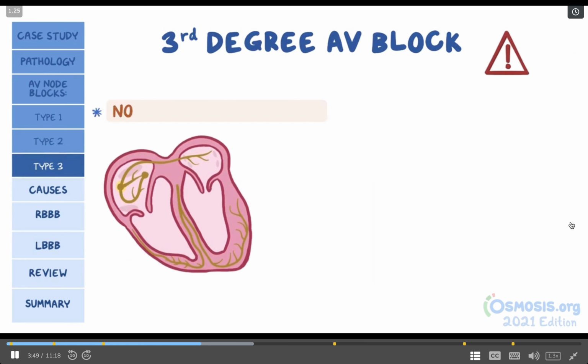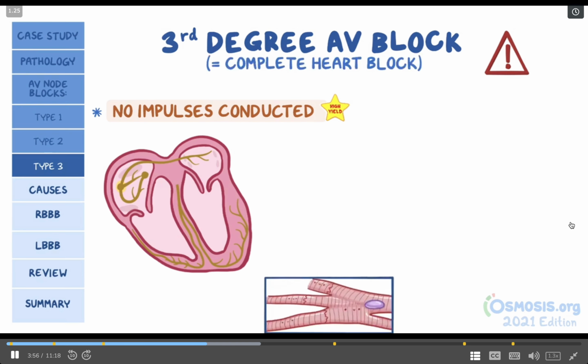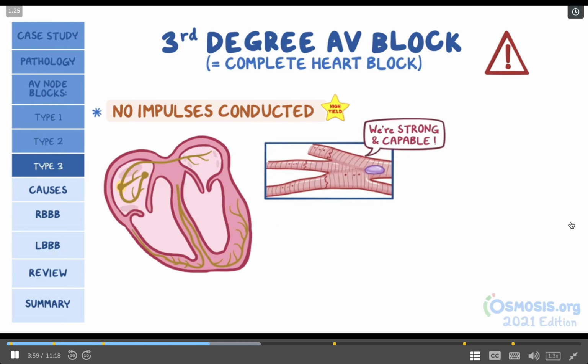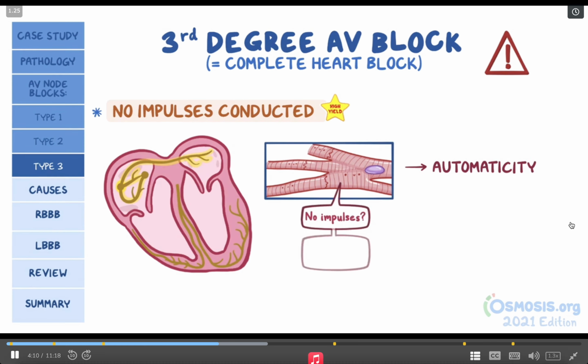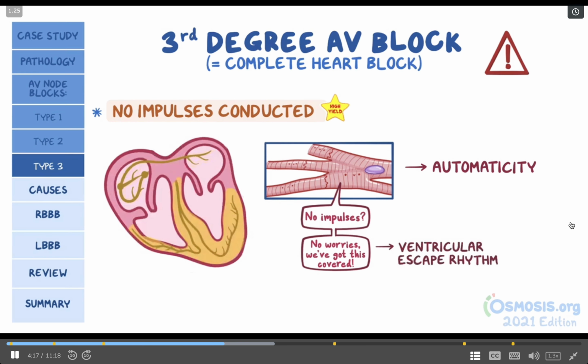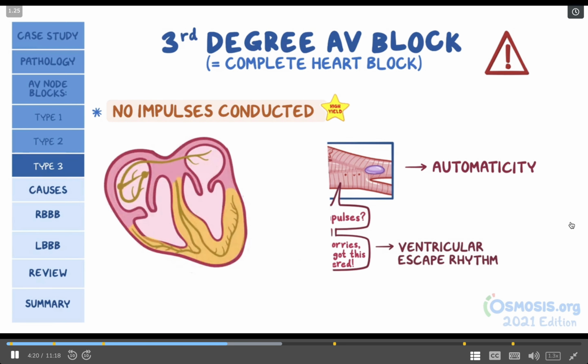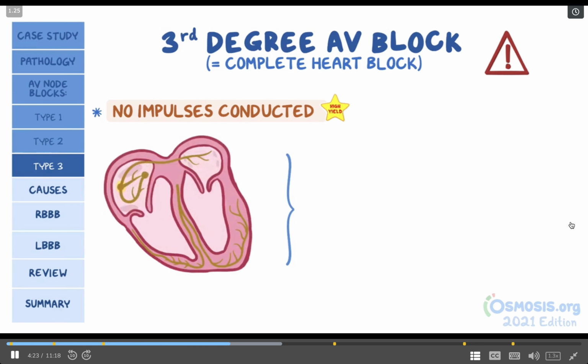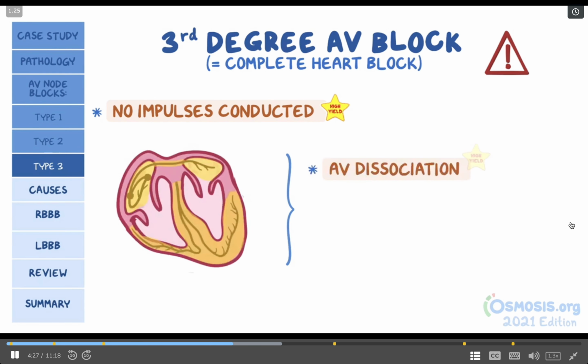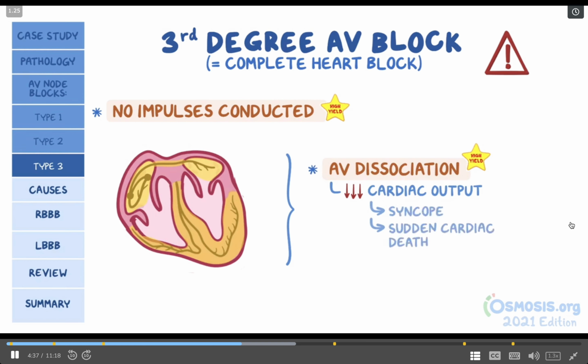In this type, none of the electrical impulses are conducted through the AV node, and that's why it's also called complete heart block. Now, remember that all cardiomyocytes are capable of starting their own electrical activity, a property called automaticity. So in third degree AV block, the ventricles recognize that they're not getting any impulses and respond by generating their own electrical rhythm called a ventricular escape rhythm, just to hang on for dear life. Because the atria and the ventricles each have their own pacemakers, they now contract independent of one another, which is called AV dissociation. This desynchronization of the heart chambers can reduce cardiac output dramatically, leading to syncope or even sudden cardiac death.